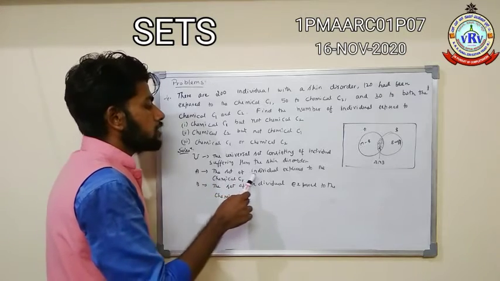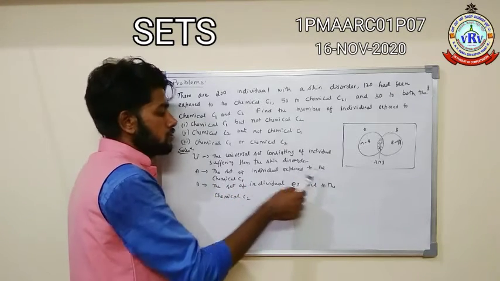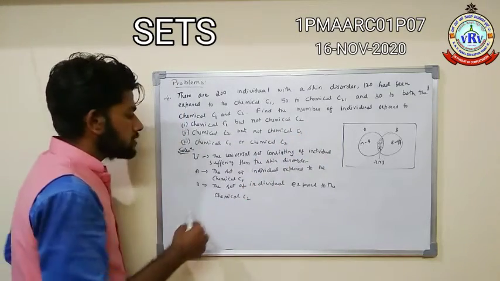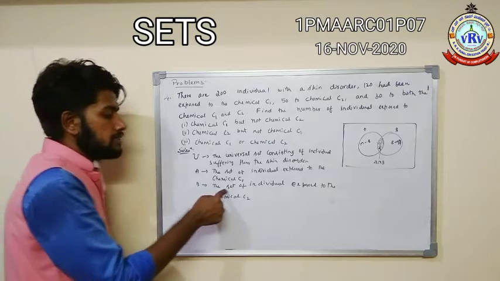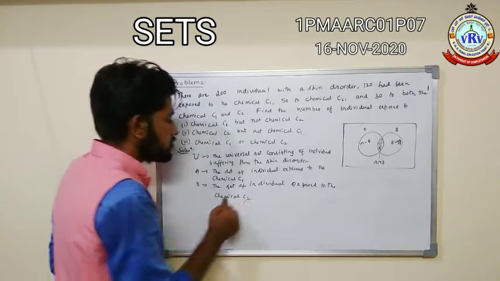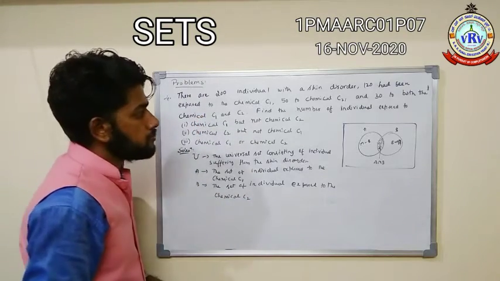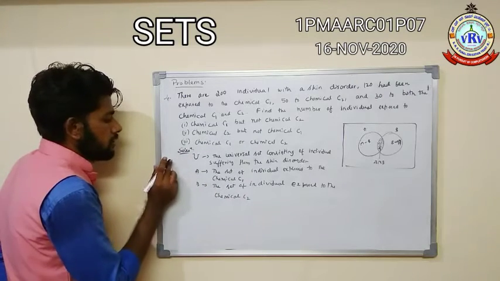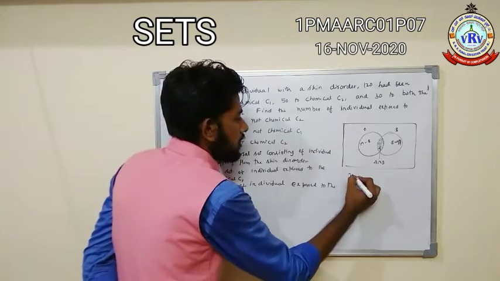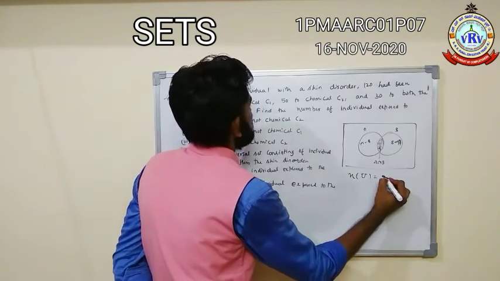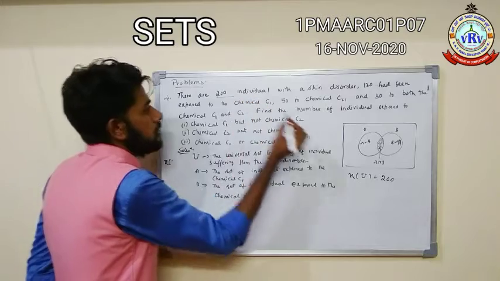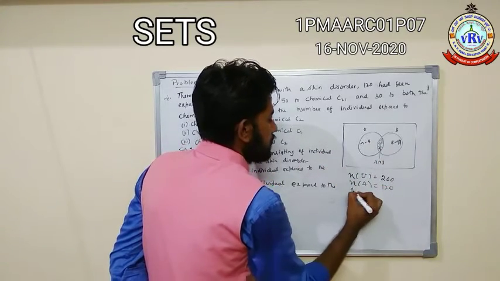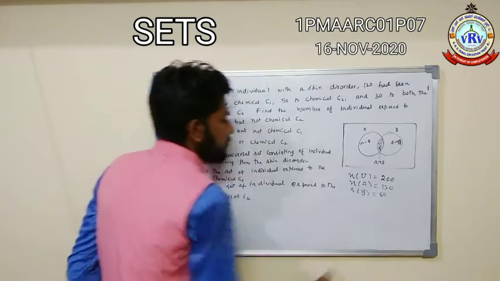So A is the set of all individuals exposed to the chemical C1, and 50 to C2. So I am considering the second set B as the set of all individuals exposed to the chemical C2. And I can write N of U is equal to 200 individuals. So N of A is equal to 120. N of B is equal to 50.